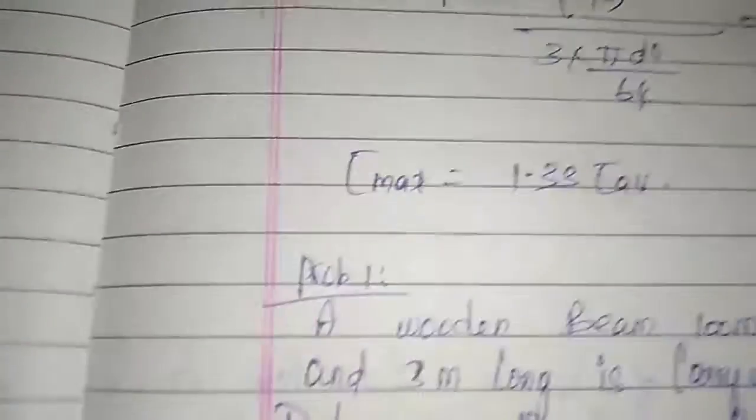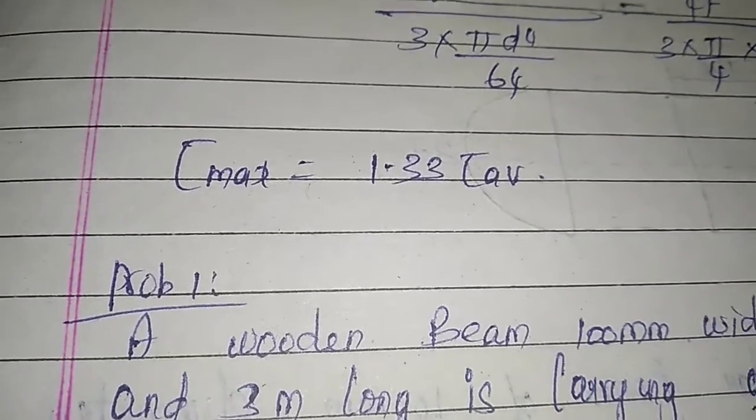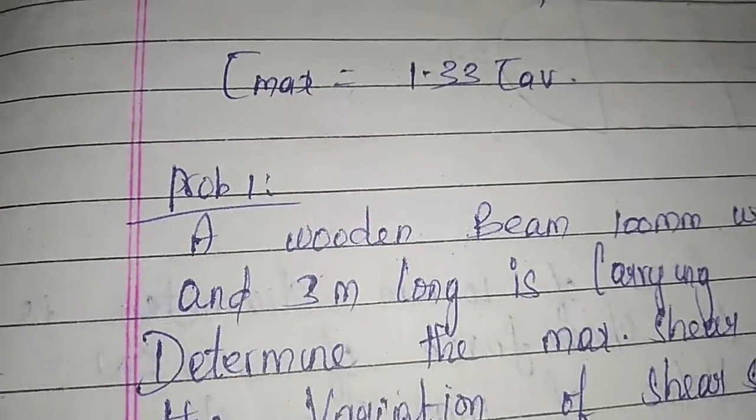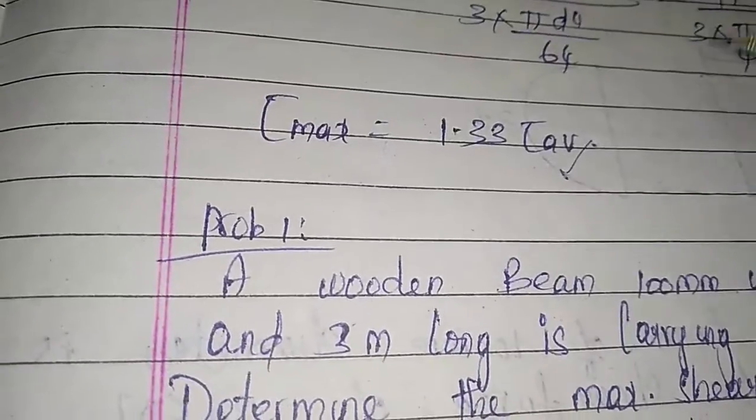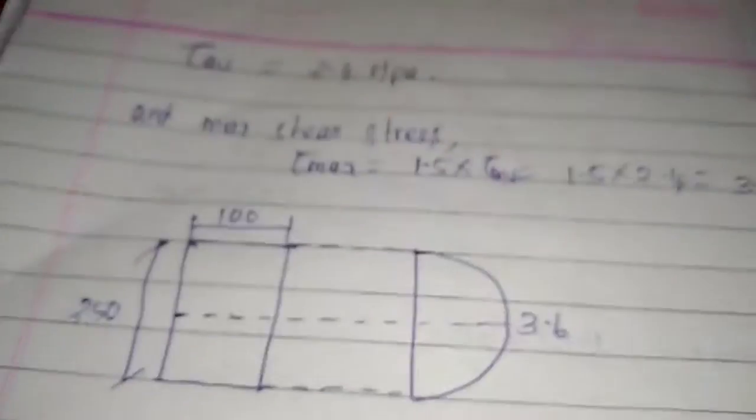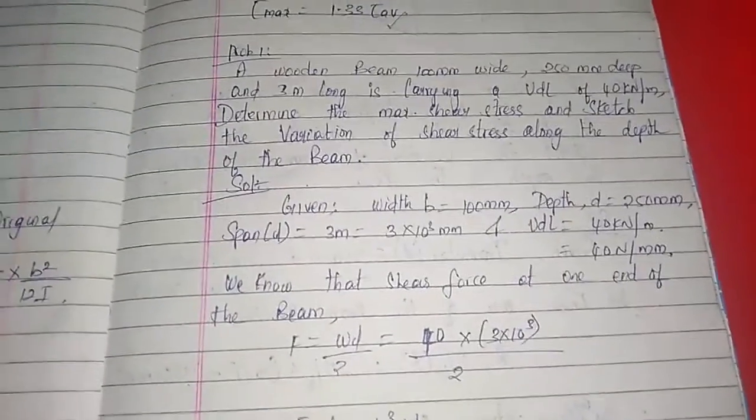But for a circular section, your maximum shear stress is 1.33 tau AV. So this is the simple difference. For a circular section, it is 1.33 into tau AV. For a rectangular section, it is 1.5 into tau AV. So now we are going to see two problems based on your rectangular section and circular section.